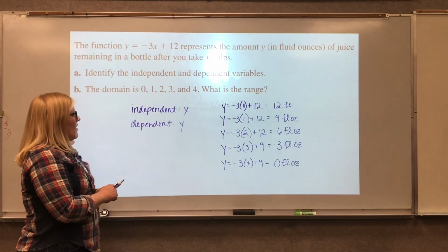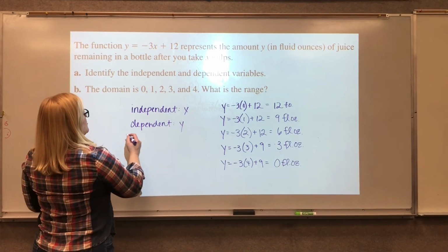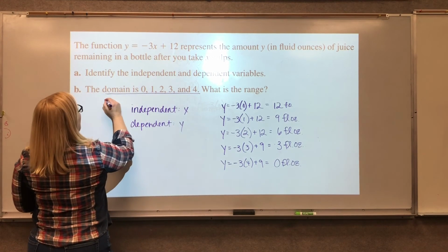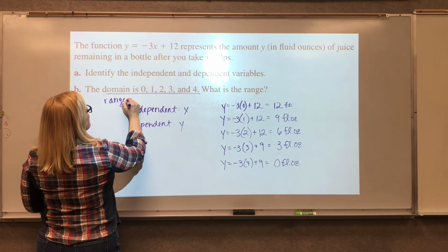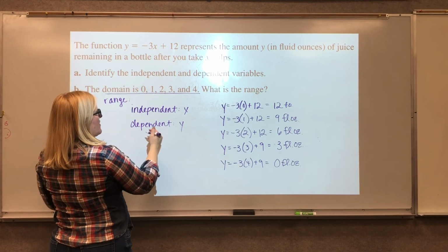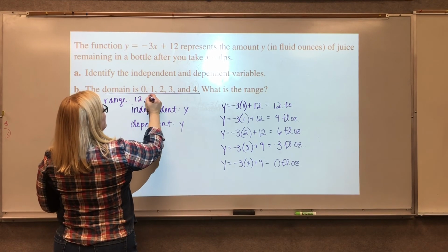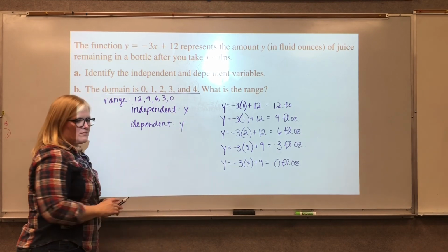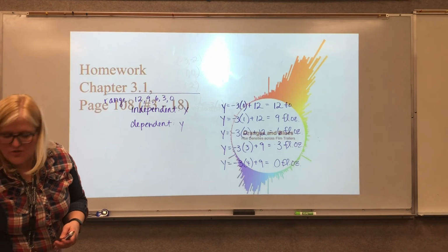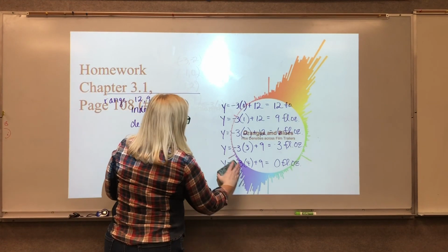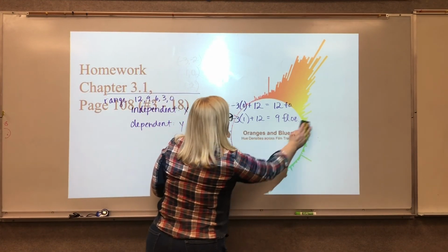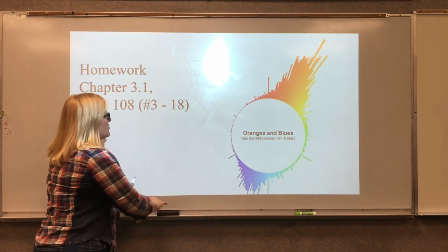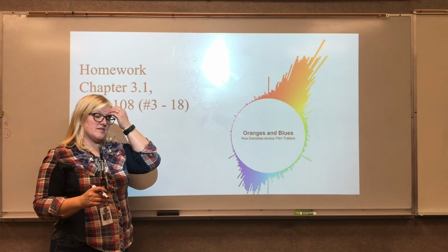Anyway, that means that my domain is 0, 1, 2, 3, 4. My range, or what comes out, my dependent variables, are 12, 9, 6, 3, and 0. All right, so that's it for this section. Your homework is right here, numbers 3 through 18. It will be in Big Ideas.